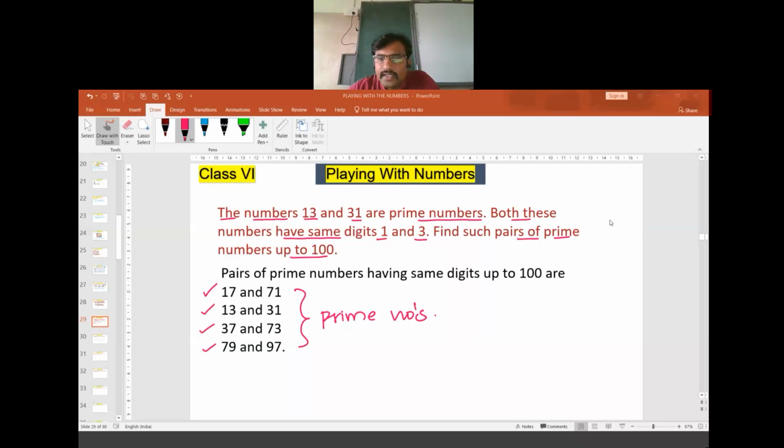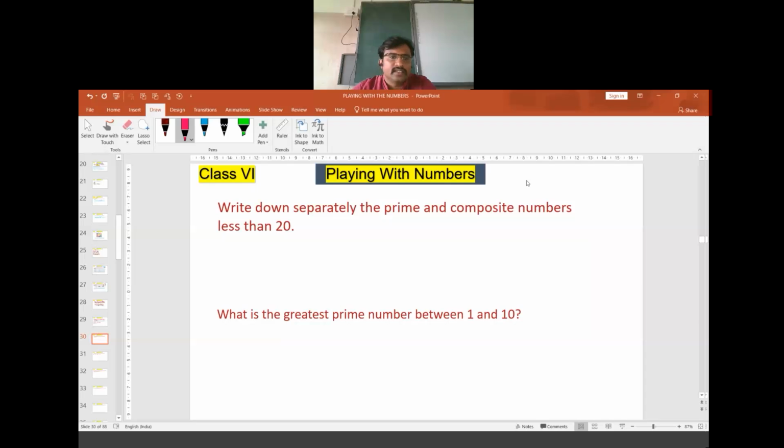Somebody says here it is 171 and 71. No, 171 is not correct. 17 and 71, they are correct. And one of your friends says this concept was there in the All India Science School Entrance Examination. All right.